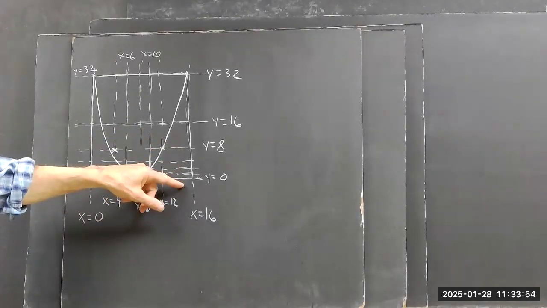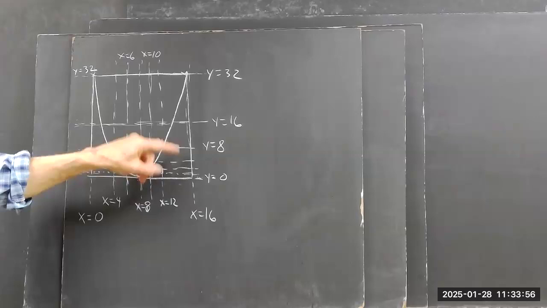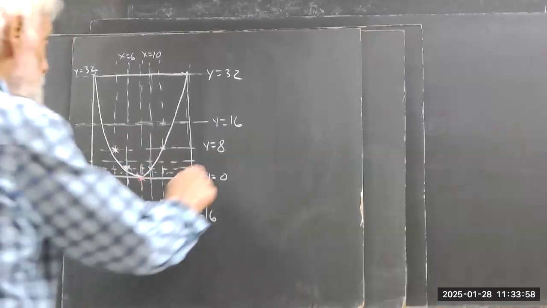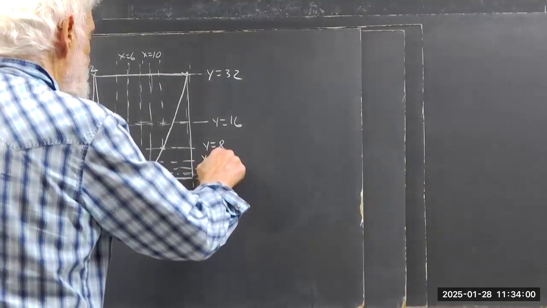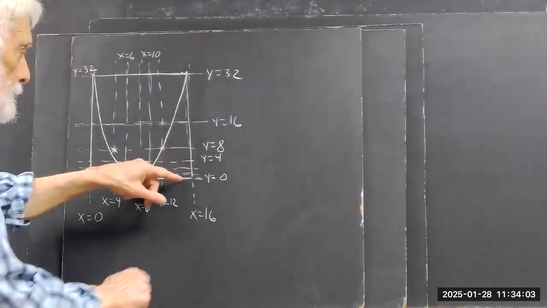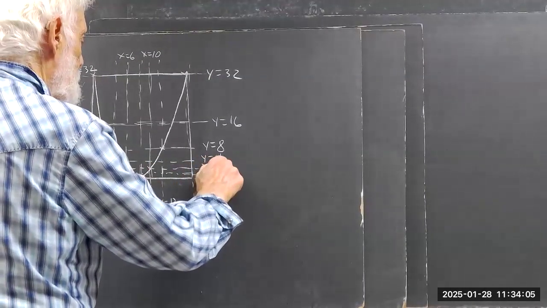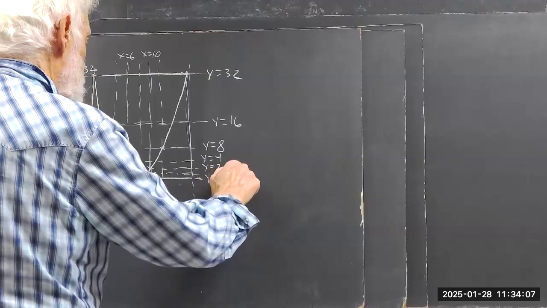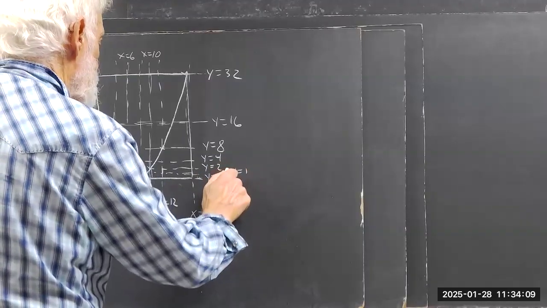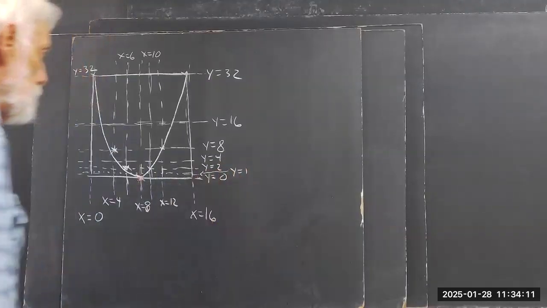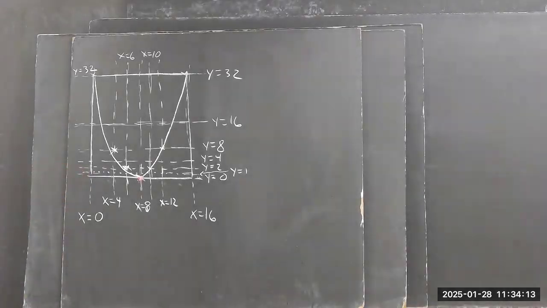Halfway from 8 to 0, well, that's where this line is. This line's halfway between here and here, so that means it's 4. This line is halfway between here and here, so it's 2. And then we've got y equals 1 down here on the lowest line. Make sense?